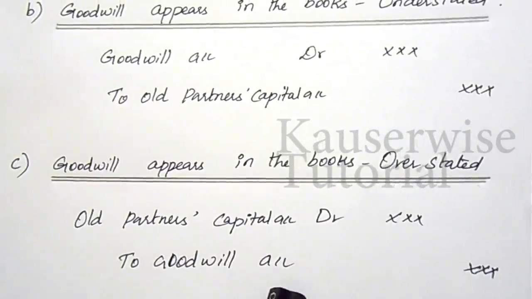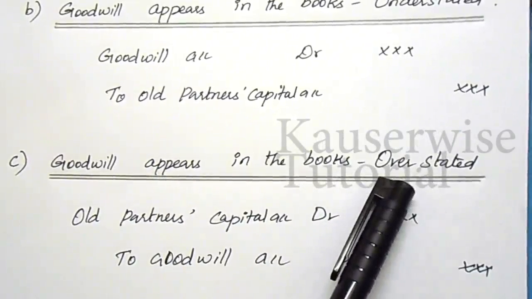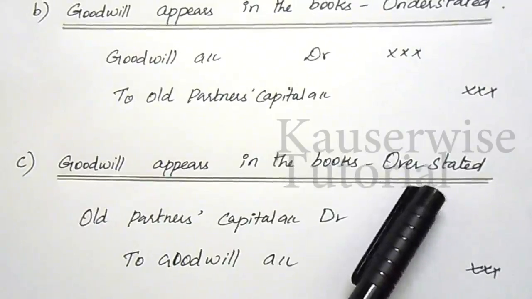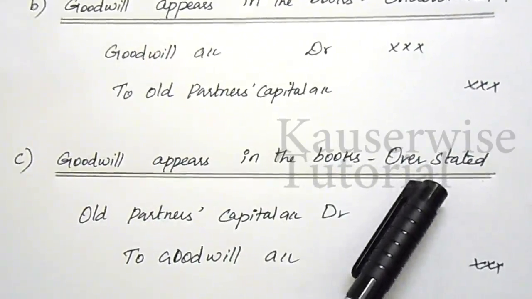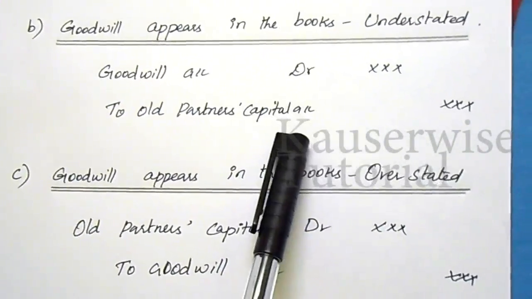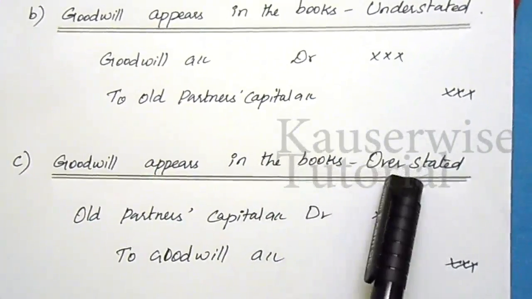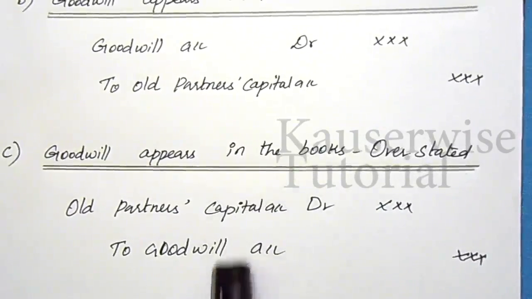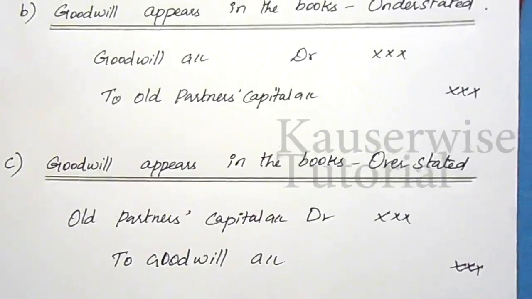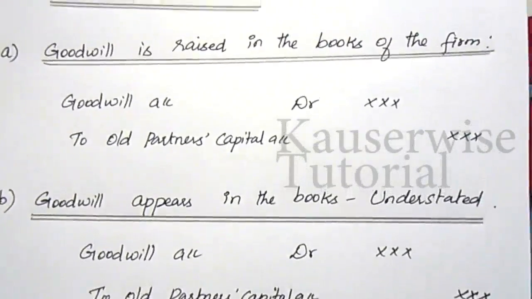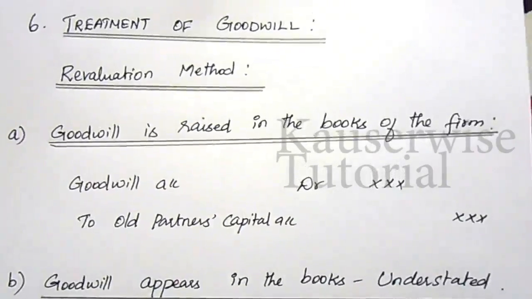Why? Because here in the balance sheet they are overstated. They entered an excess amount compared to the revised value. So this is called overstated. For understated, goodwill account debit to partners' capital account. For overstated, partners' capital account debit to goodwill. Just the opposite entry. So these are the three different cases in the treatment of goodwill according to the revaluation method.